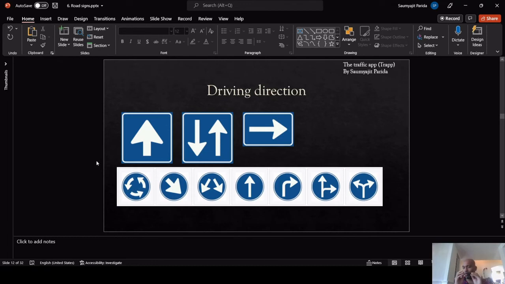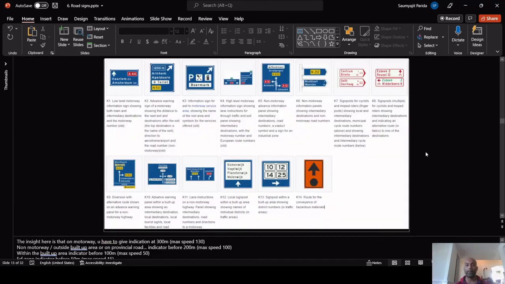So be very careful about which sign says what, and be very much mindful about that. Here I'm not allowed to turn left, but I'm only allowed to turn right. That is mandatory. Many times these symbols could be very confusing, because if you see this symbol, then you are on a motorway.